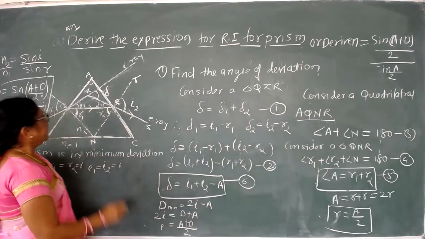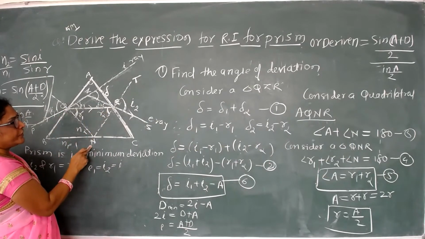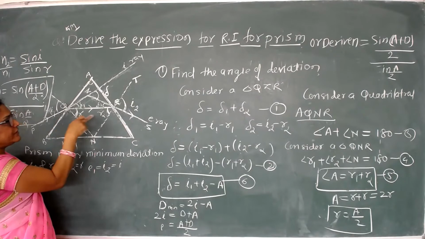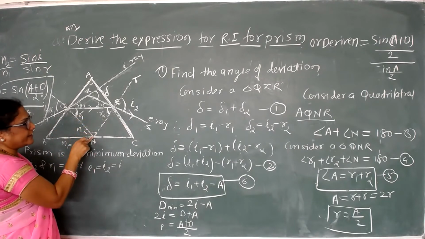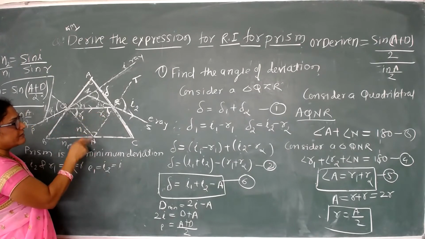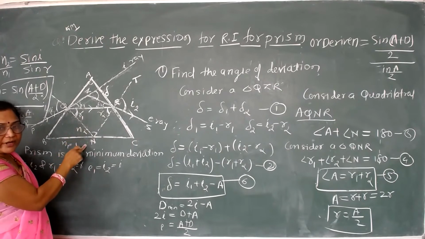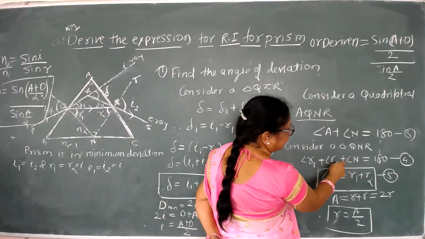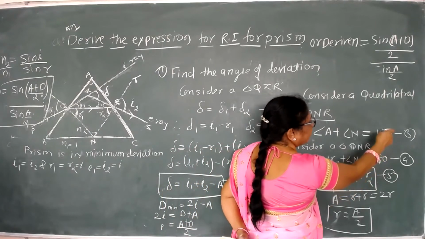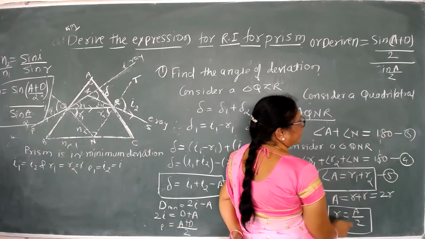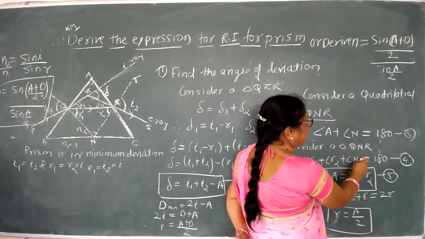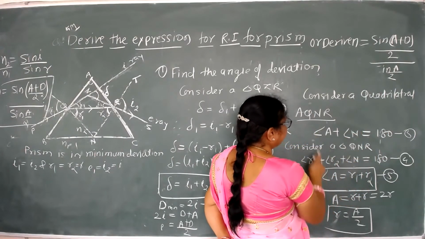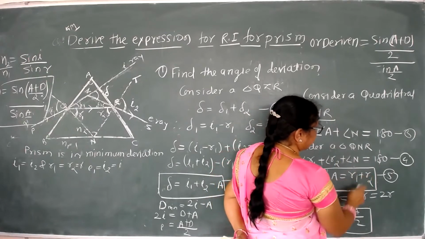Again, we consider a triangle QRN. In this triangle, there are three angles: angle R1, angle R2, and angle N. The sum of the three angles in a triangle is equal to 180 degrees. So R1 plus R2 plus angle N is equal to 180. We compare equations 3 and 4. When we compare equations 3 and 4, 180 is the same, angle N is the same. Therefore, angle A is equal to R1 plus R2.